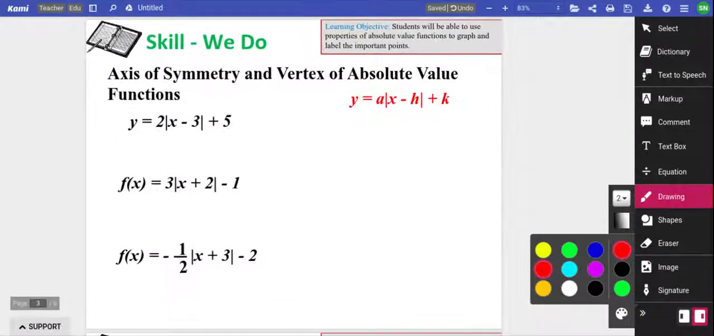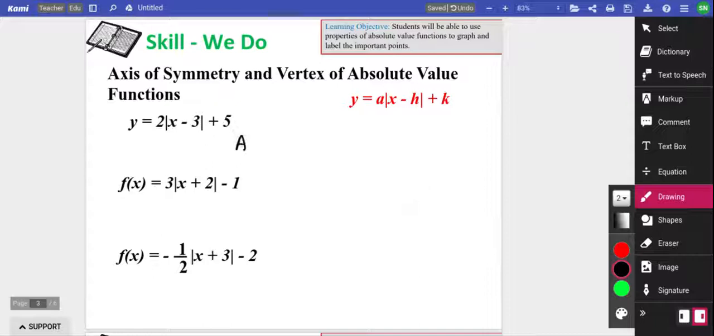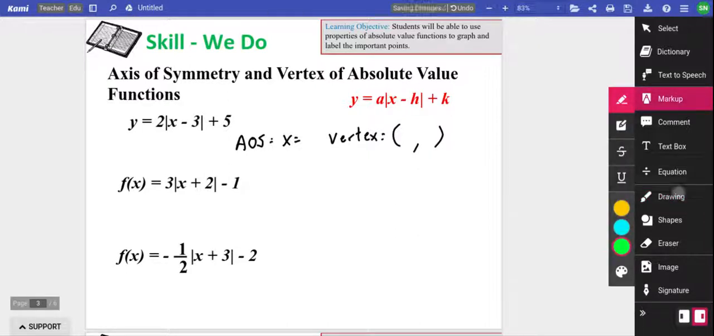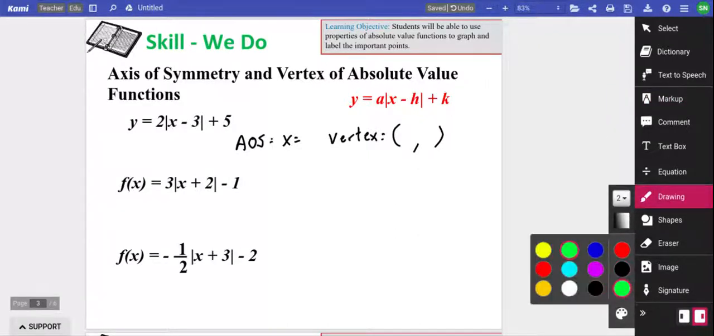Let's start practicing getting the axis of symmetry. I will abbreviate as AOS. And the vertex. The vertex being a point. The axis of symmetry being a line. So we start with, for the axis of symmetry, we need to get the opposite of that.